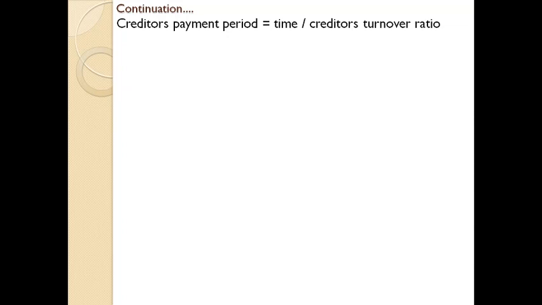But my suggestion is that always go for 365 on the base of days. Compute it on the base of days because it is better to find the payment period or collection period on the base of days when no information is given in the question. Okay, 365 divided by 2.96, which we have computed in the previous slide, you will get 123 days.